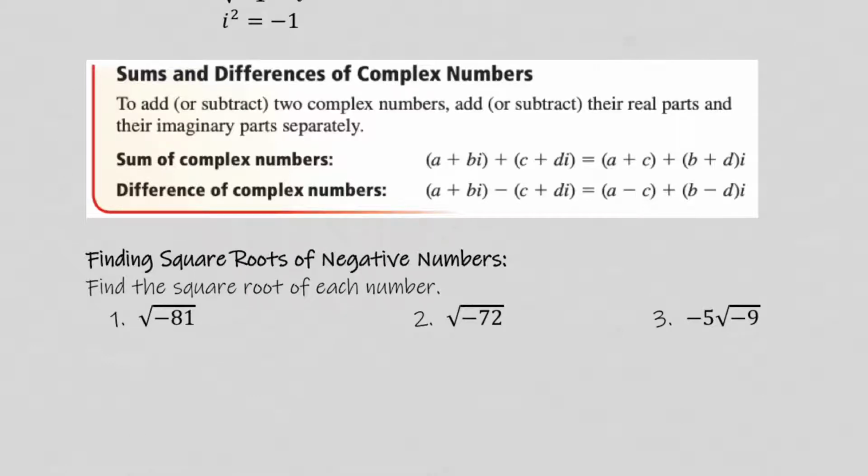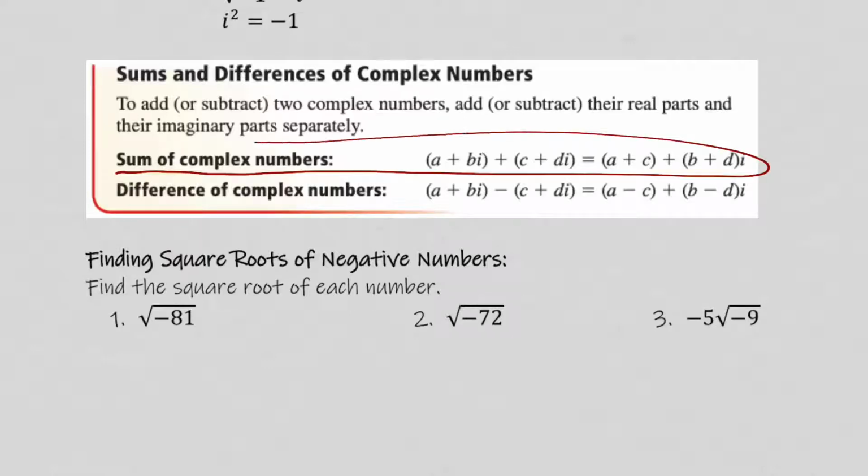Now we're going to talk about the sum of complex numbers. We're going to add two different complex numbers together. So when you look at the rules here, the sum of complex numbers, we're going to start with addition. In the next video we'll do addition and subtraction together.